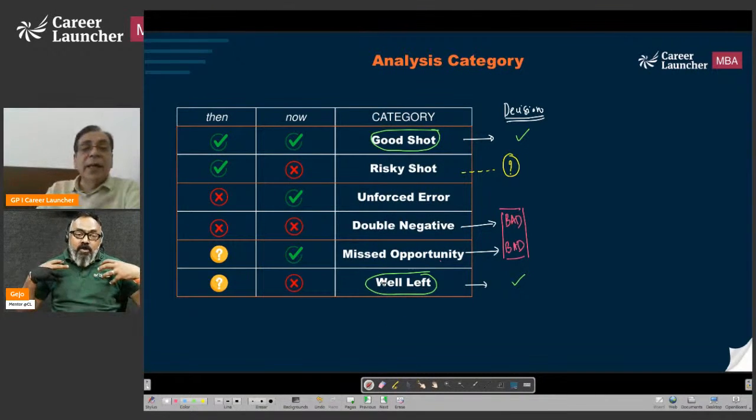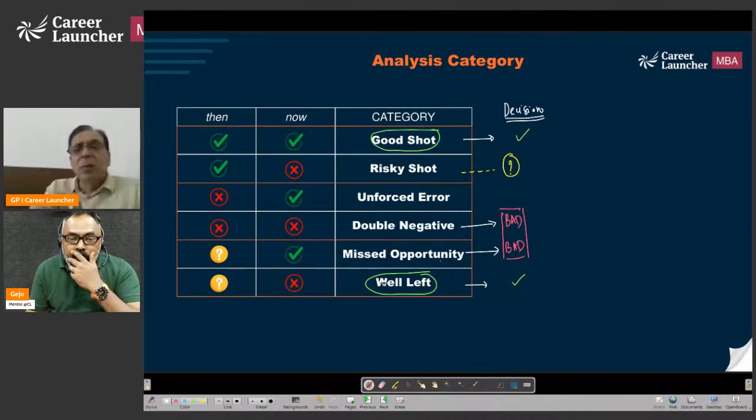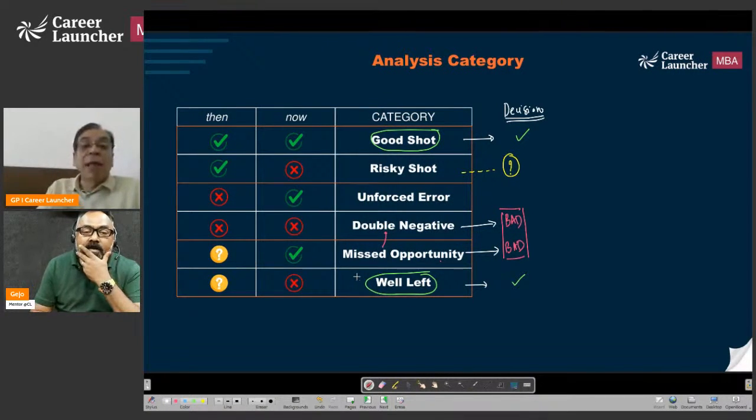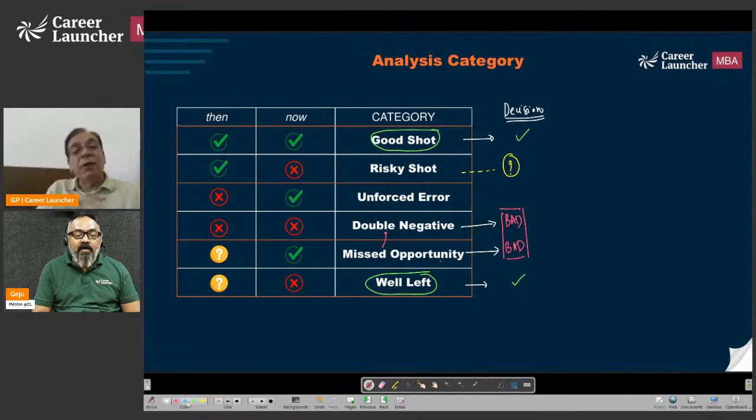And one small thing to be added here, Gijo: double negative and missed opportunity are connected to each other. When you have a large number of double negatives, you will have a large number of missed opportunities also. क्योंकि double negative के लिए, as I said, you have not only got negative, you spent time on those questions which were difficult for you. Hence, you did not have time for the easy questions and they got missed out. So you will find these are correlated. जितने ज्यादा double negative होते हैं, उतने ज्यादा missed opportunities भी होती हैं.